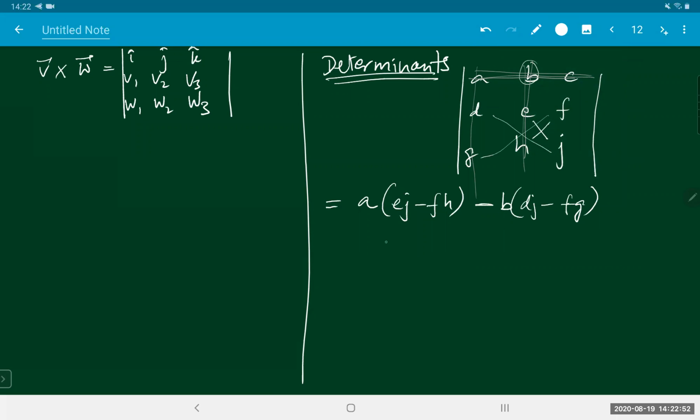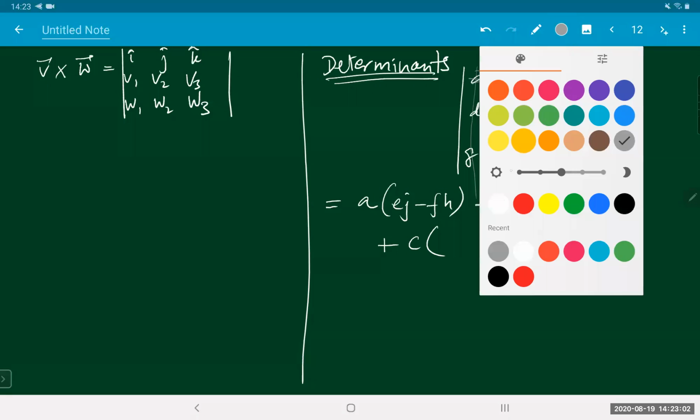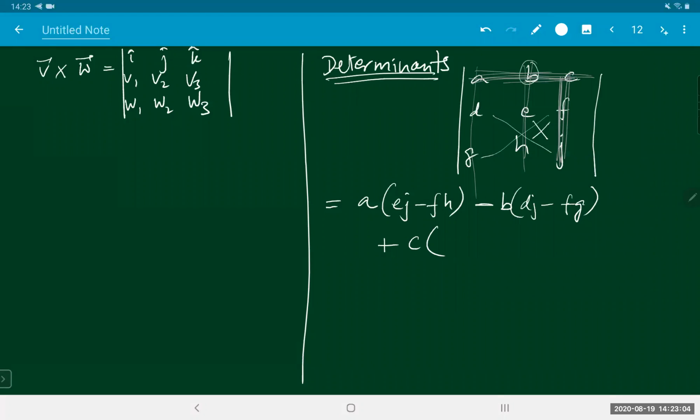And then the last one is C. So you cover up the row of C and the column of C. What you're left with is D, E, G, H. So again, you do these 2 minus these 2. So this is D, H minus E, G. Point is, you have to choose one of the rows or columns. We chose this one, which is the most common way of doing it.